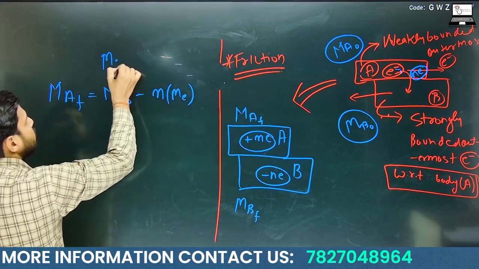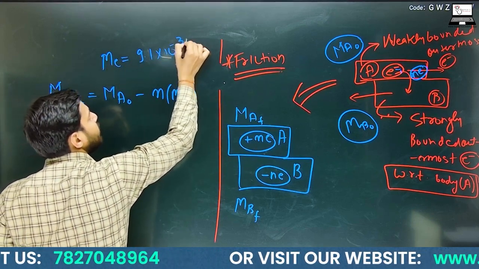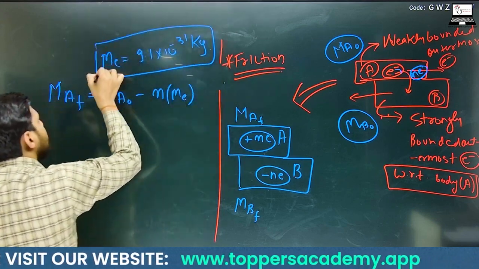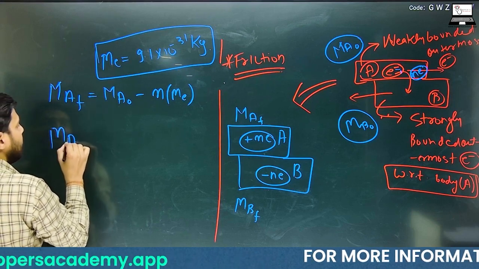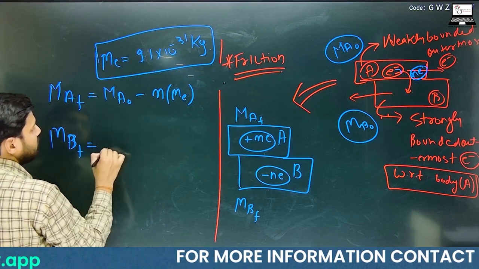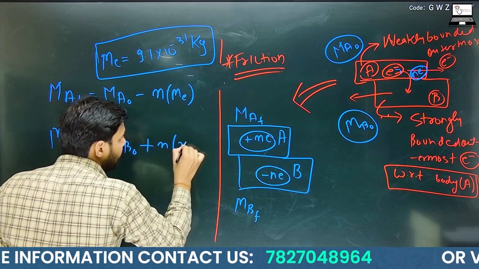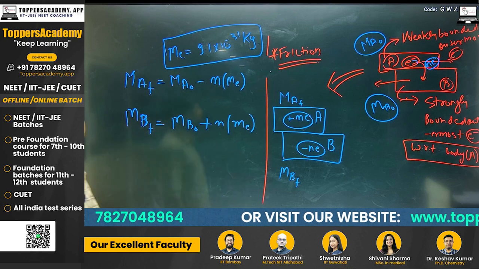Again, I am telling you, mass of electron is 9.1 into 10 to the power minus 31 kg. Remember this value. Remember this value always. In the same way, we can say Mb final is equal to Mb naught plus n times mass of electron. Copy it.